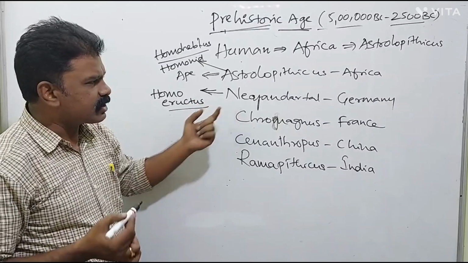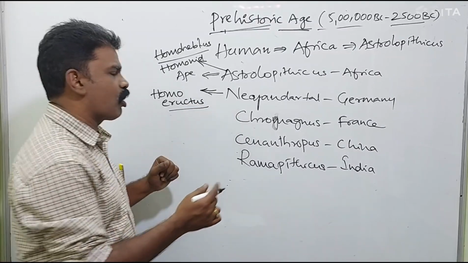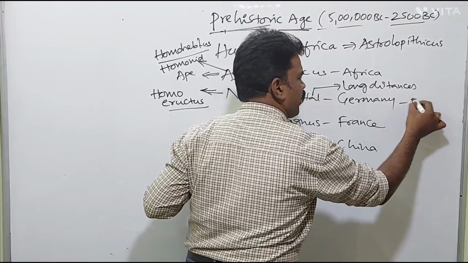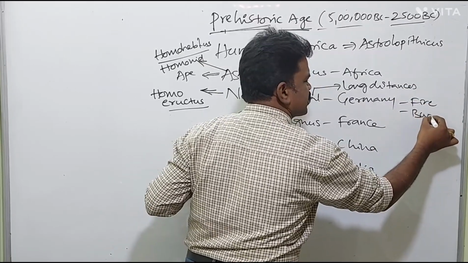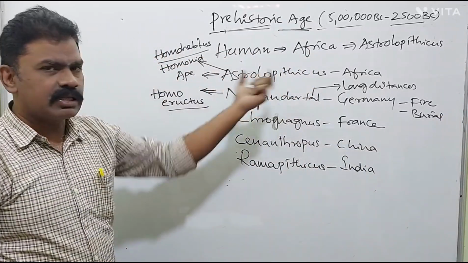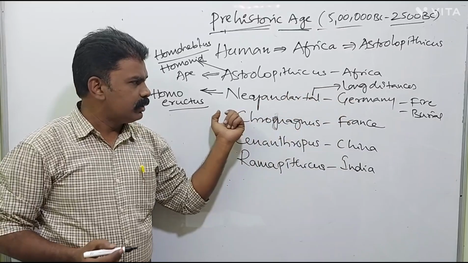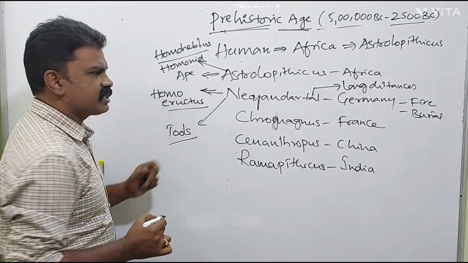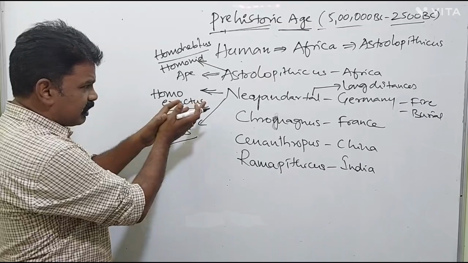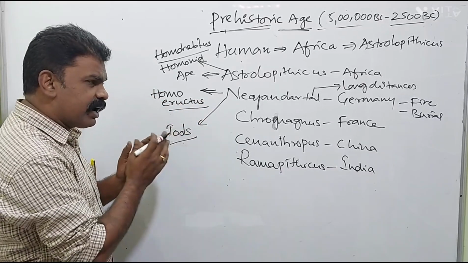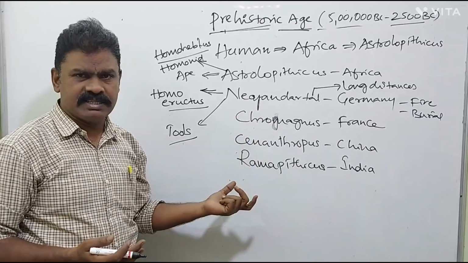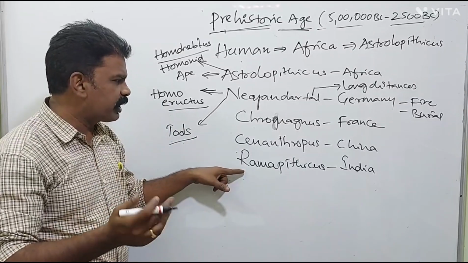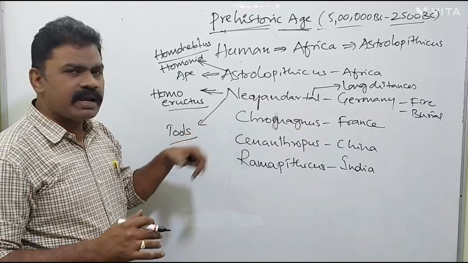These Neanderthal people started to move from one place to another, traveling long distances. They also started to use fire and the burial system. Neanderthal man started the use of fire, the burial system, and also making tools. After that, Neanderthal man dispersed to far distances and was found in different places. The early humankind is called Homo erectus. Even in India, Ramapithecus was called Homo erectus. Sinanthropus, Homo erectus. Cro-Magnon, Homo erectus.